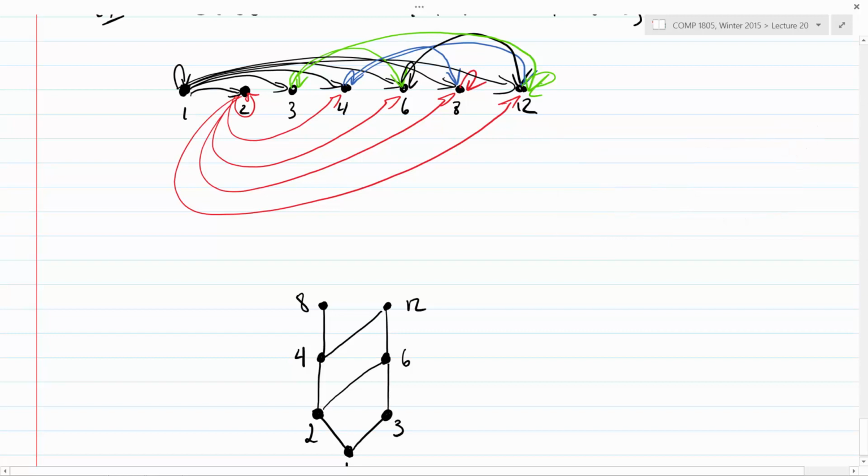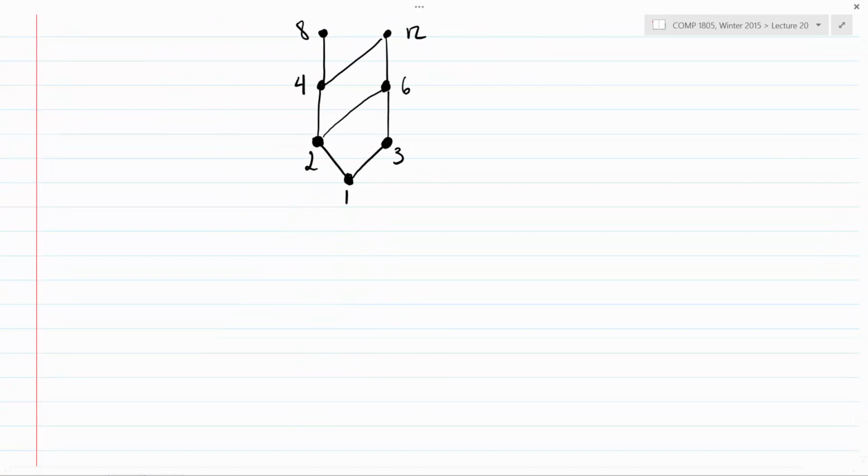All right, so that's one Hasse diagram. Let's do another one. I want the subset relation over the power set of ABC. Bet you thought you'd never see that again. Same thing. So what is the subset of ABC? Or sorry, the power set of ABC?